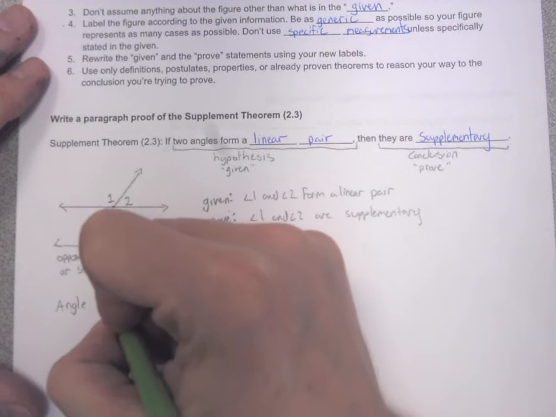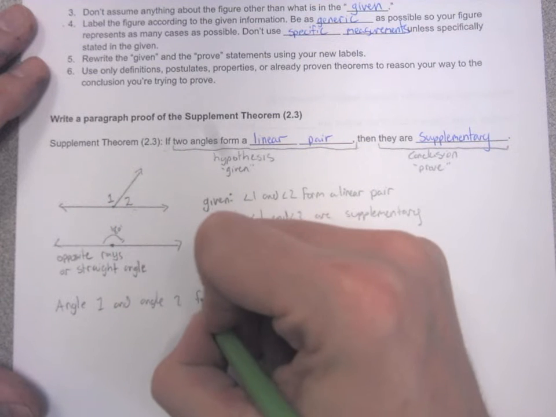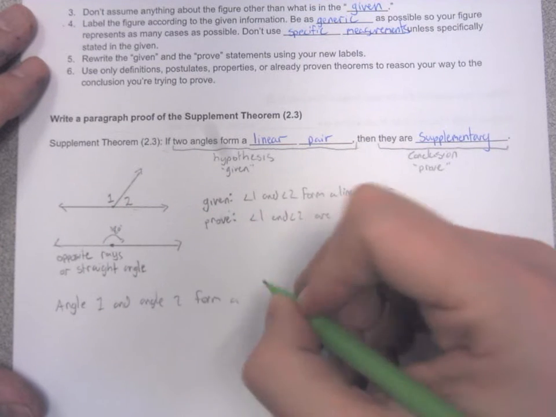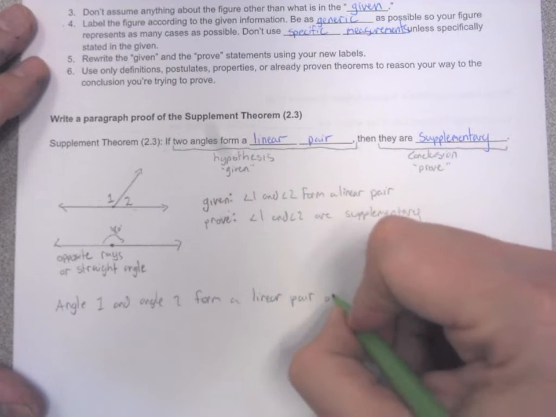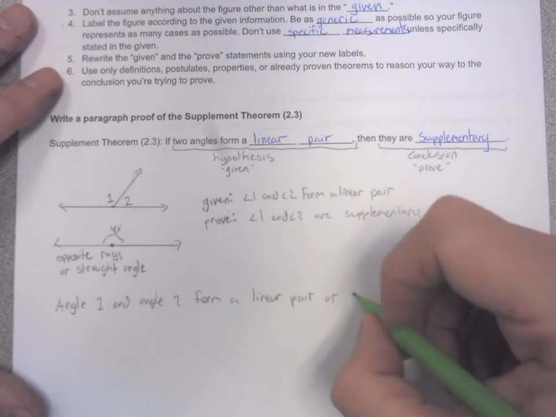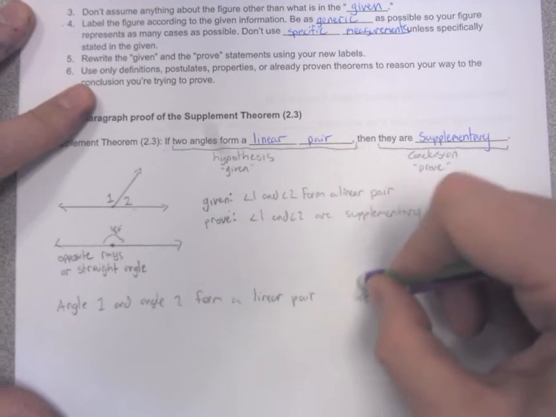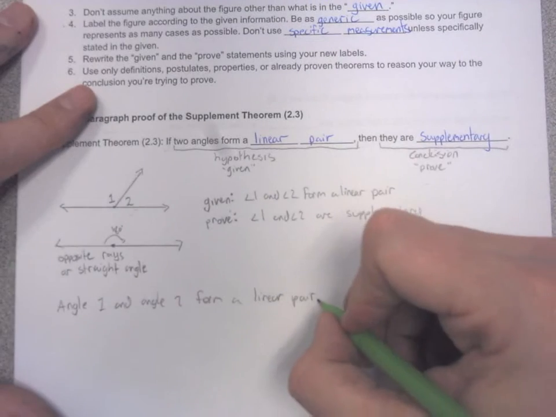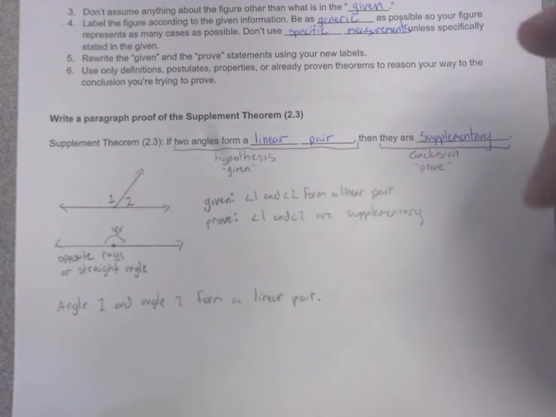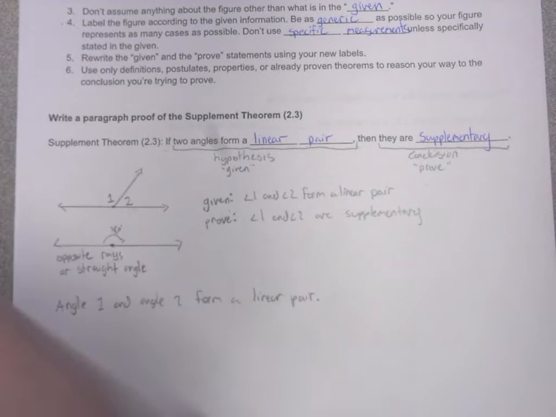Angle 1 and angle 2 form a linear pair. Let's start there. Let's not do too much information at once. Okay, they form a linear pair. So what that means is that the non-common sides of angle 1 and angle 2 form opposite rays or a straight angle.